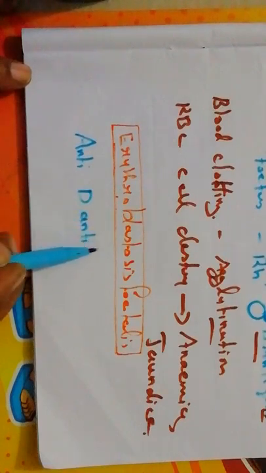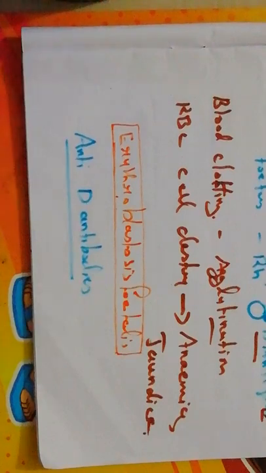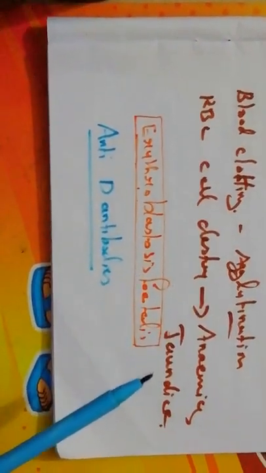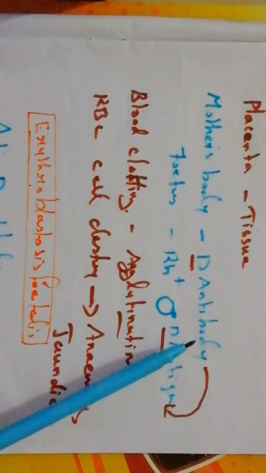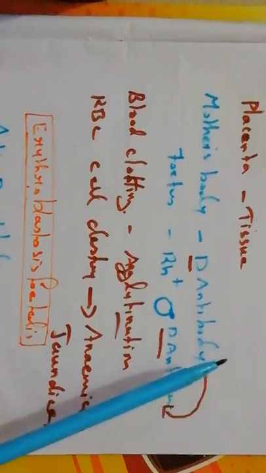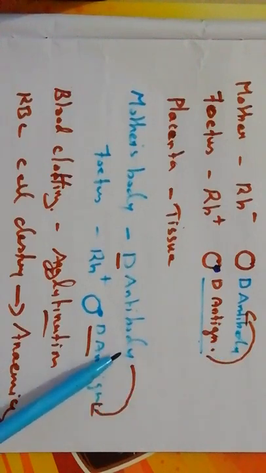antibodies. Don't confuse: the antibody is already there in the mother's blood, right? The D antibody is already there in the mother's blood. So how is this antibody produced? When the antigen enters from the fetus to the mother's body, it immediately starts to produce the D antibody.